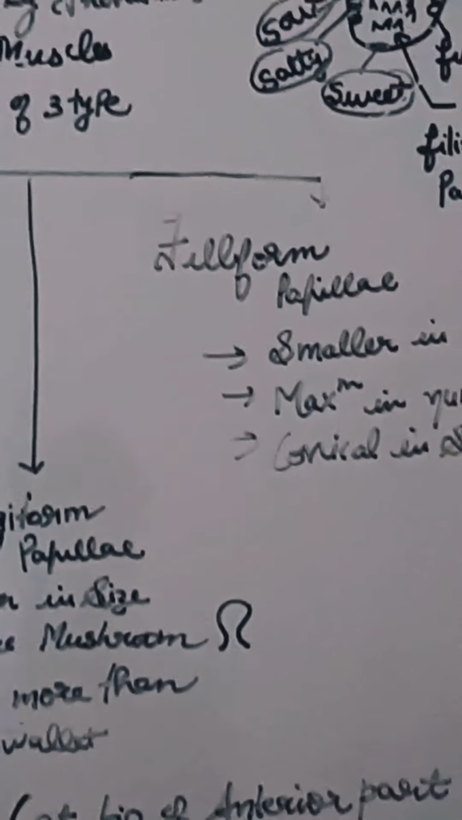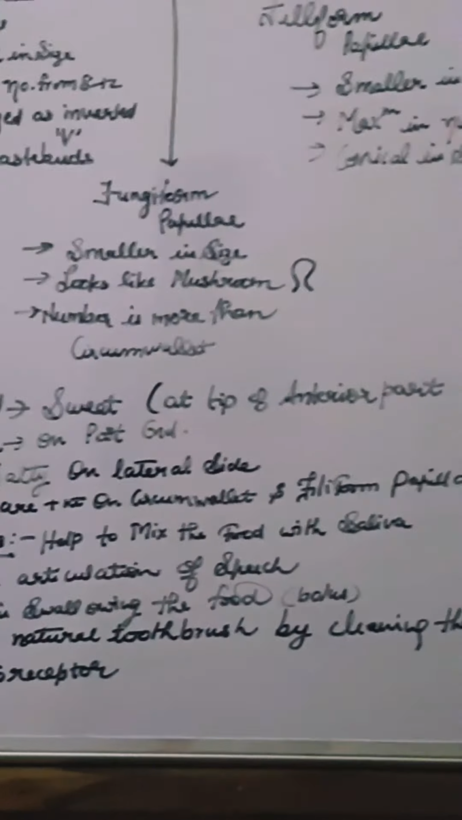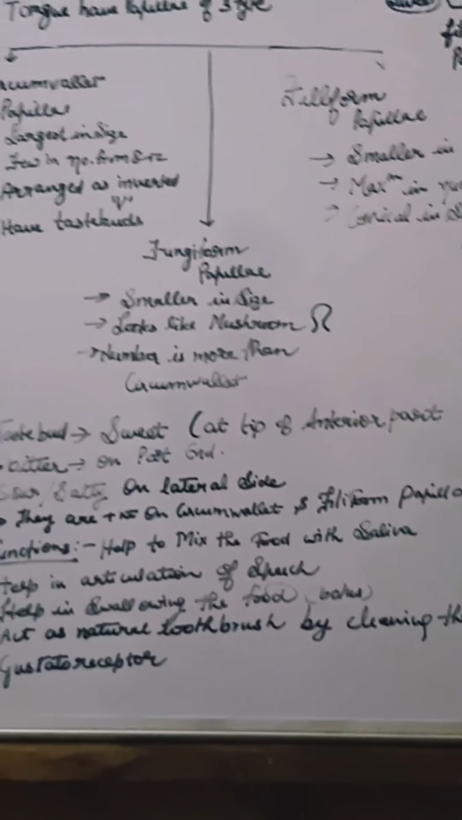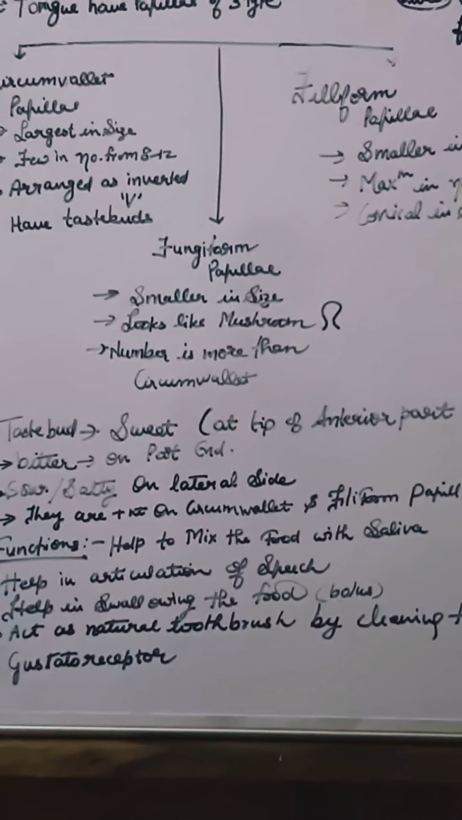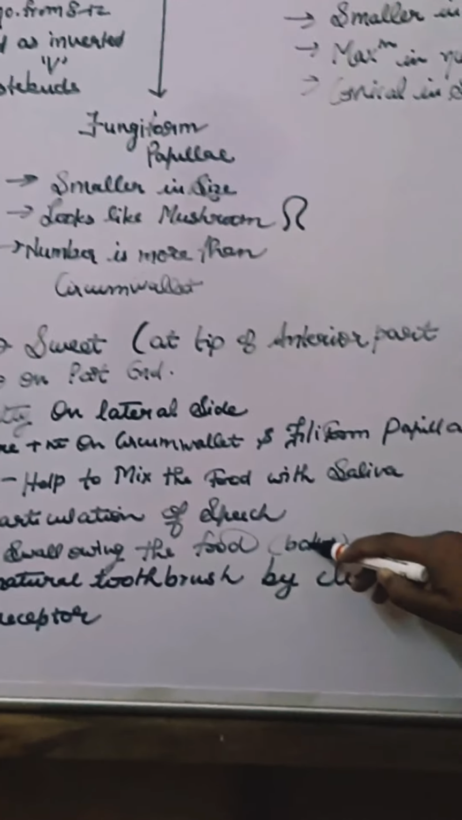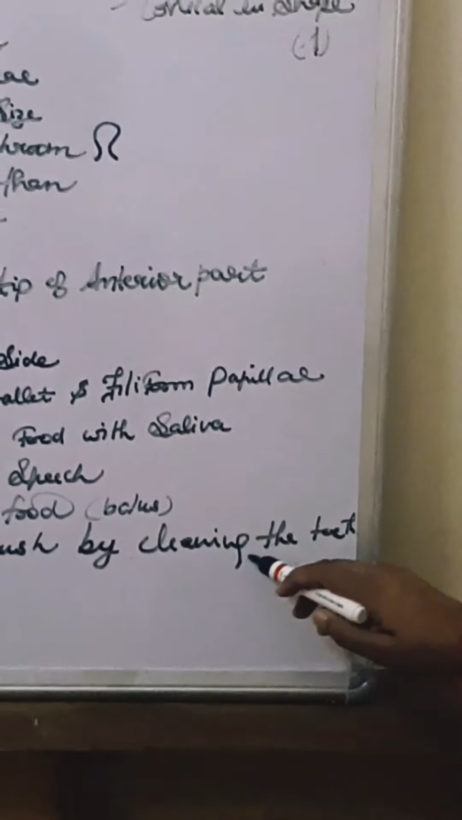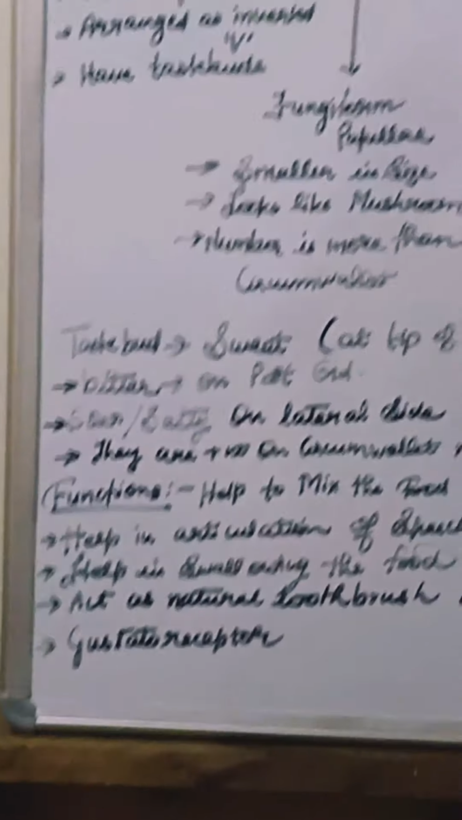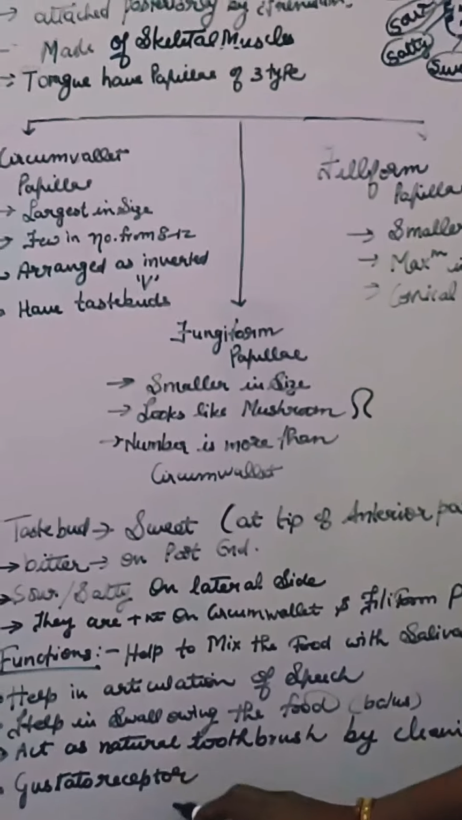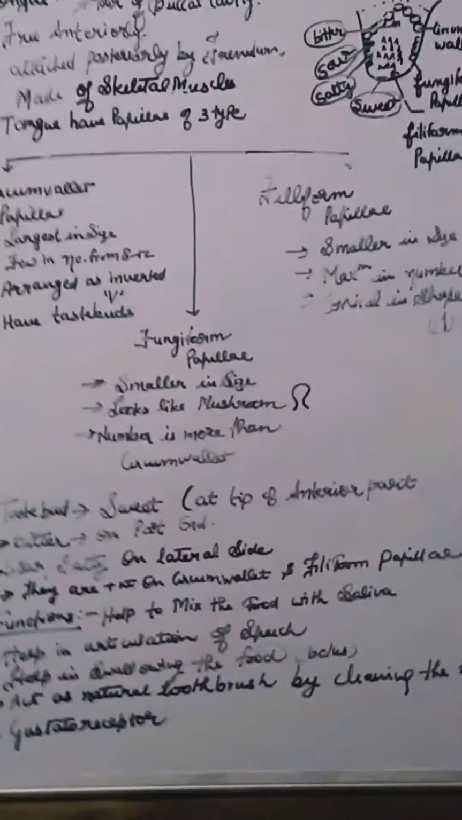Functions. The tongue helps to mix the food with saliva, which is an important secretion secreted by the salivary gland. It also helps in articulation of speech, that is, it helps to produce sound by different vowels and consonants. Along with this, it also helps in swallowing the food. Swallowed food is also known as bolus. It acts as a natural toothbrush by cleaning the teeth, thereby it is important in cleaning the teeth. It also performs an important function as a gustatoreceptor. Gustatoreceptor means it helps to detect the taste of food.